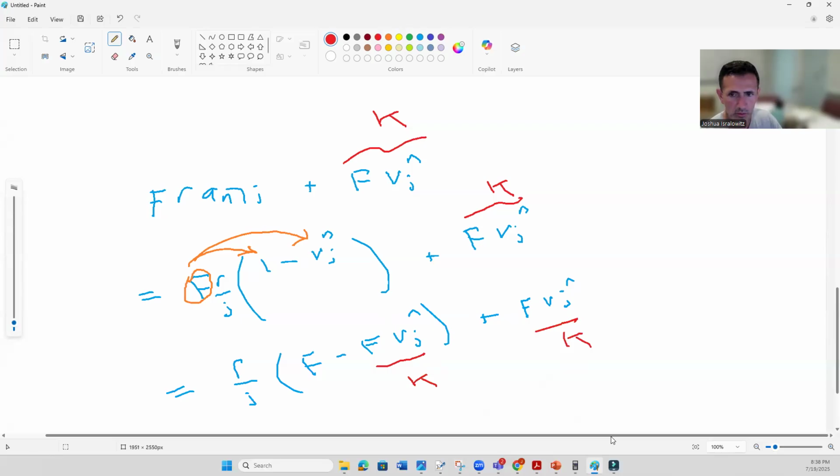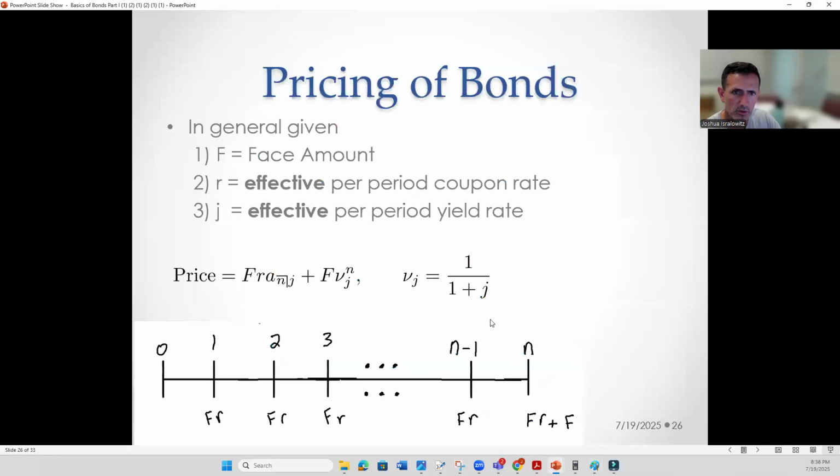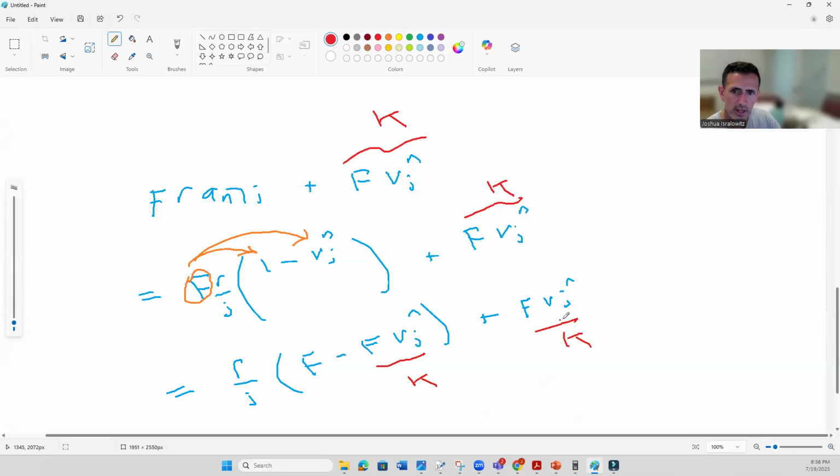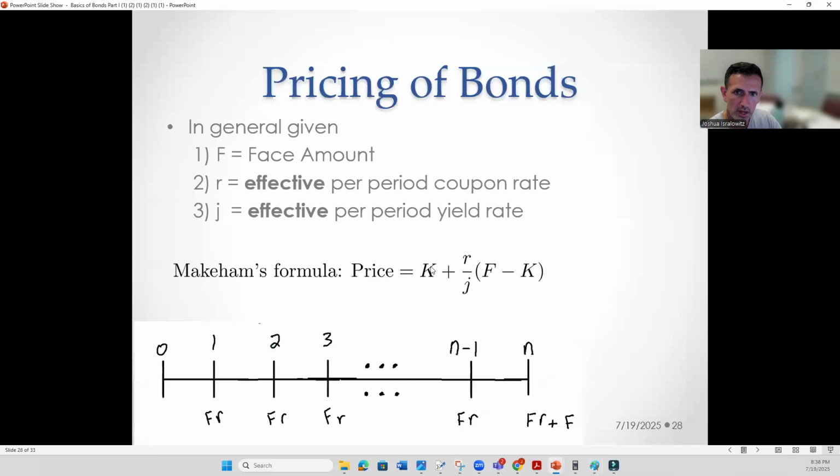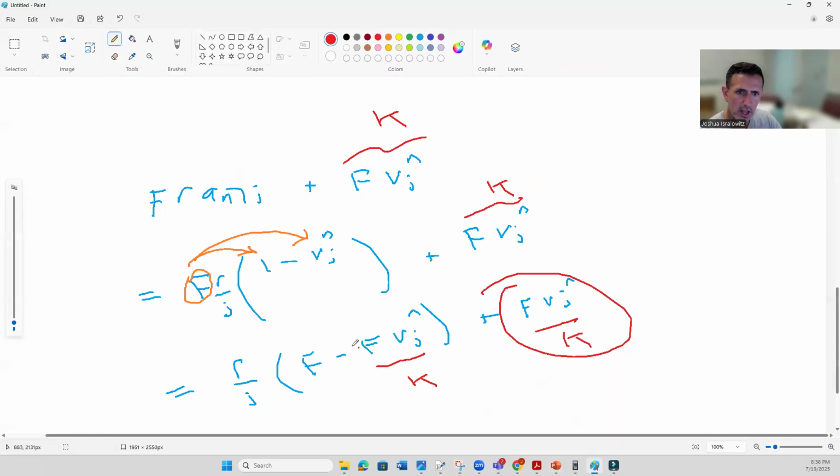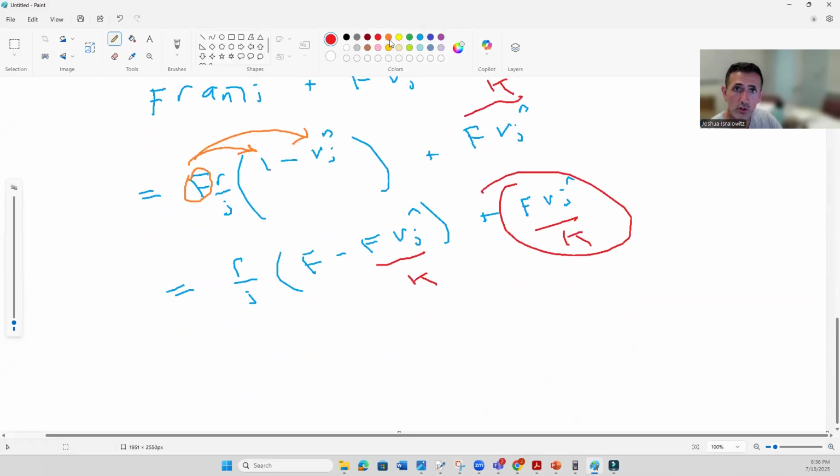Okay, so then what's the formula? Makeham's formula is K. Actually, I have a K out here, but it's K right here. K plus R over J, F minus K. Kind of trivially, I'll write it like this: got my first K that I circled here, plus R over J, F minus K.